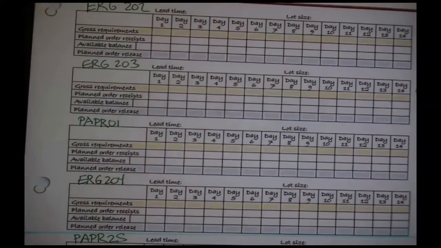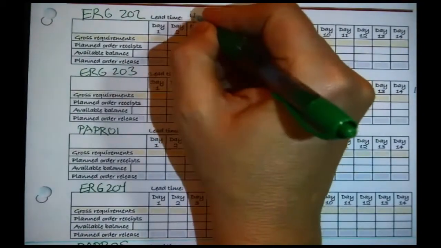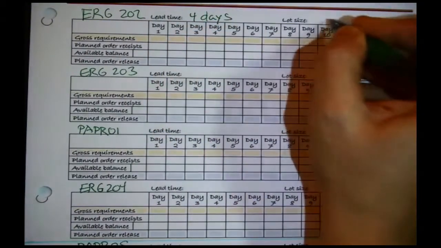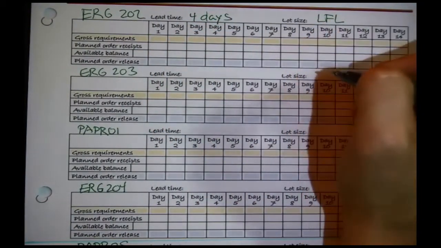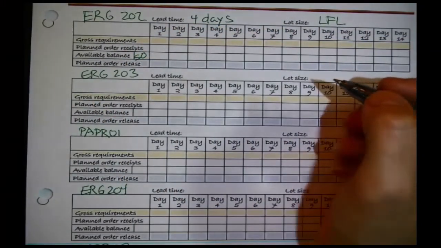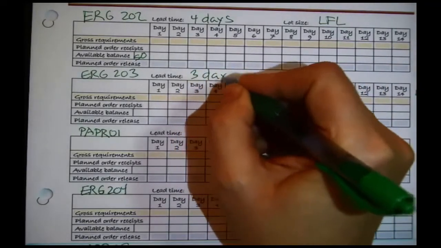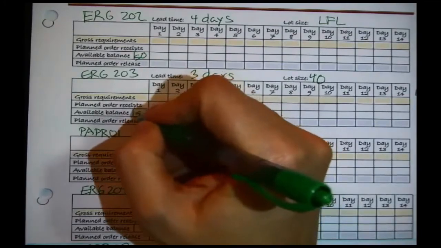Okay. Now, ERG202. Oh, 4 days of lead time. Lot for lot, 50 in stock. ERG203, lot size is 40. Lead time is 3 days. There is, oh, also 50 in stock.